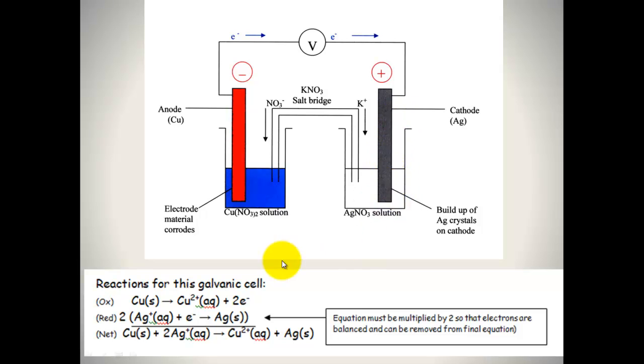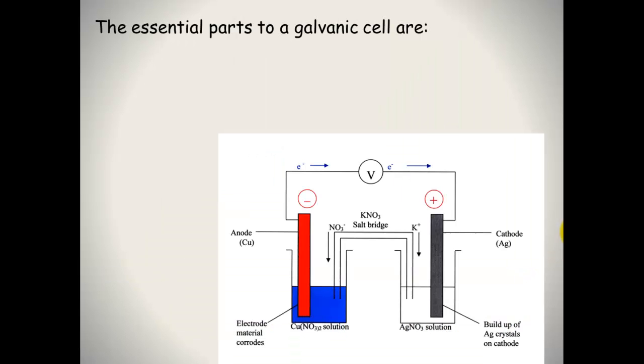This cathode here is made of silver. So what's happening here is silver is going to be coming out of solution, out of the silver nitrate. These are the silver ions coming out of solution. They're going to be reacting with the electrons that are coming down to form silver solid. So you get a build-up of silver crystals here on the cathode. These two half equations can be added together to get a full redox reaction, but we'll go through that in detail, step by step, now.